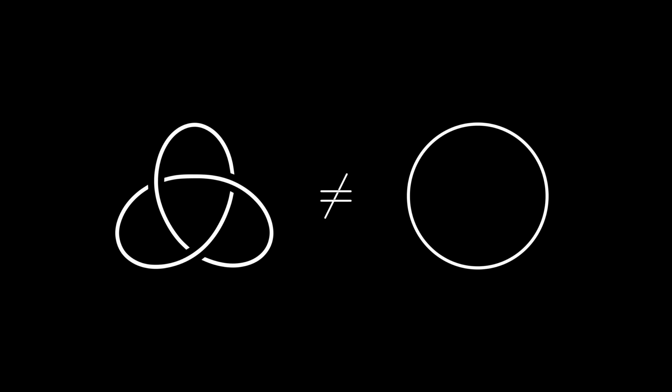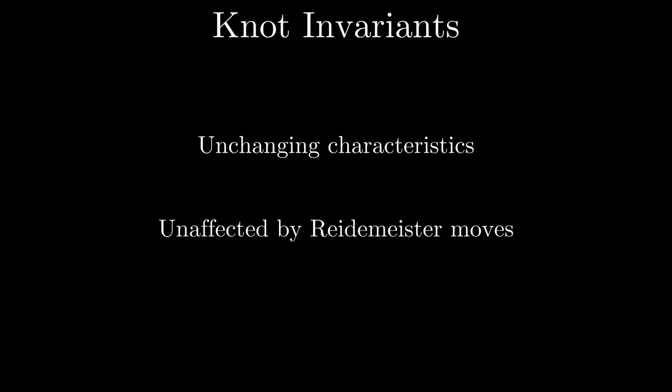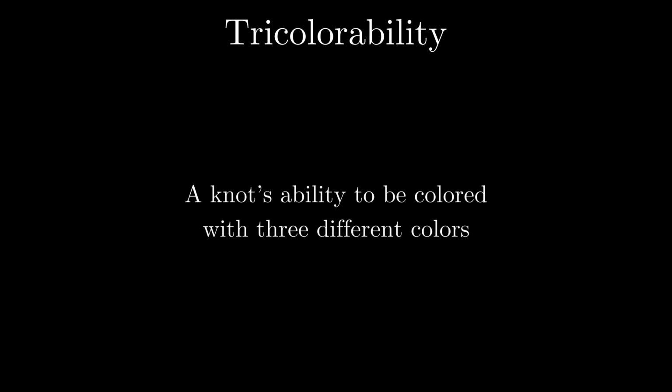In order to do so, it is extremely helpful to develop what we call an invariant, which are characteristics of a knot that remain unchanged or invariant through Reidemeister moves. One invariant that can be used to differentiate knots is called tricolorability. Tricolorability of a knot is its ability to be colored with 3 colors subject to certain rules.